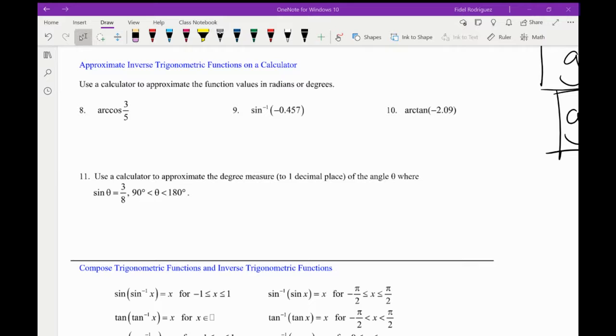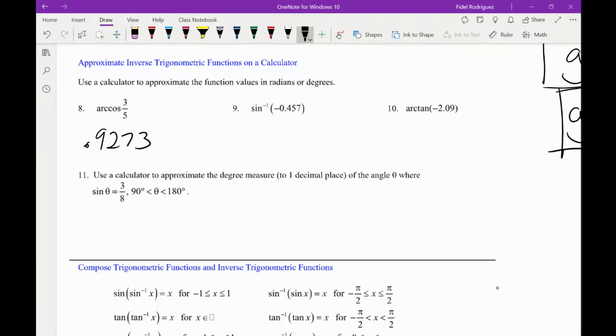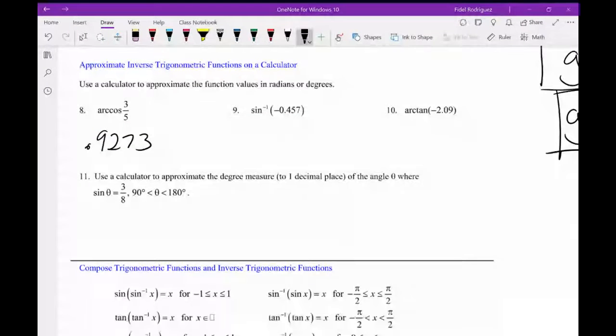Okay, so guys, just to give you a heads up, on the homework, when we're doing it in radians, it's going to ask us to round to 4 decimal places. So let me ask you a question. To 4 decimal places, what number should I put? 0.9273, right? Good. So 0.9273. Okay. And we're going to do the same thing for the next one. We're going to do sine inverse, so second sine, of negative 0.0457. And I'm going to hit enter.